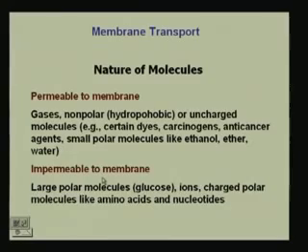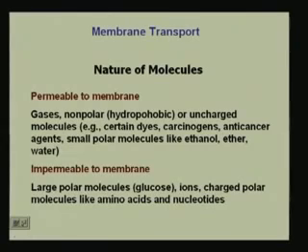But if we look at other molecules, larger polar molecules, for example, ions or charged polar molecules like amino acids and nucleotides, for example, adenosine monophosphate, AMP, ADP or ATP, these would be impermeable to the membrane because, as I mentioned, since we have this hydrophobic lipid layer, it is unlikely that it is going to allow a charged molecule to pass through. So, you have to have some channel or some way that the molecule has to get through.